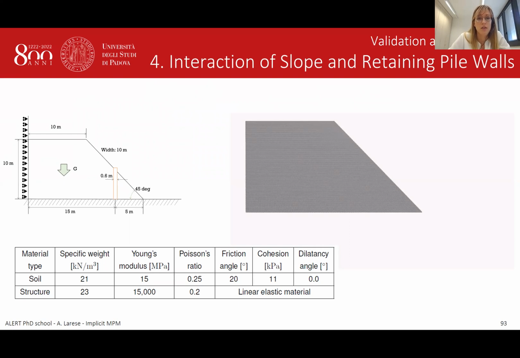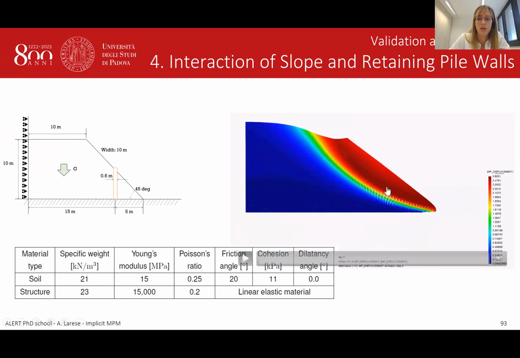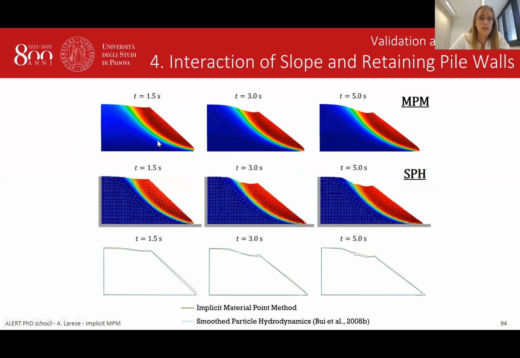And then the failure of a slope, homogeneous in this case, with and without this retaining wall. Well, this simulation is without this retaining wall and was compared with the SPH solution obtained by Professor Bui.